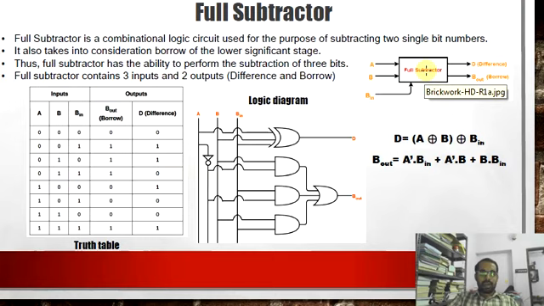So the half subtractor is used to subtract two single bit numbers, whereas the full subtractor is used to subtract three inputs, where the third input is the borrow in from the lower significance stage, which we will also consider. So this is used for subtracting numbers with multiple bits.